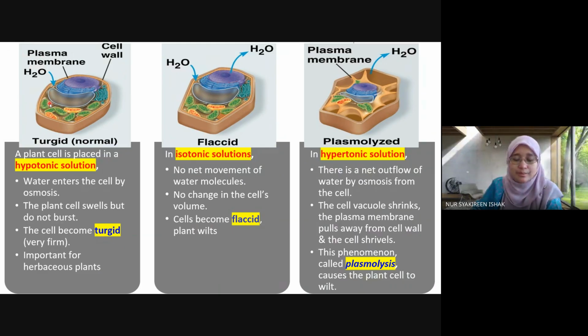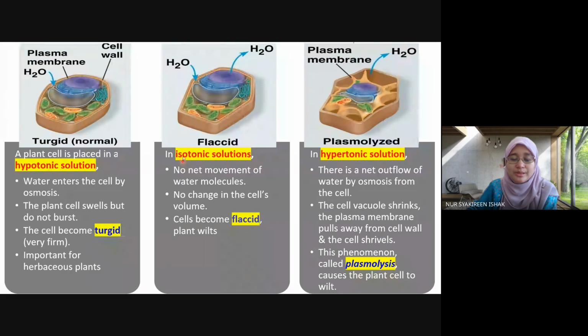So the turgid condition of plant cell is really important. Okay, it's really important. Plant cell has to be in a turgid condition, especially for herbaceous plant. Okay, so herbaceous plants are plants that are herbs lah. So it doesn't have the hardwood, for example. Okay, herbaceous plant. So this is the normal condition for plant cell.